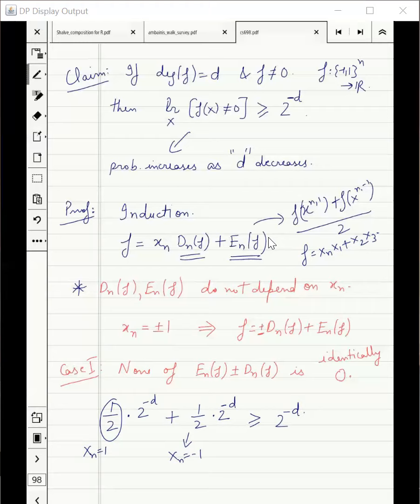Questions about this case? I have talked of this in terms of probability. If fractions help you out, then there are half the inputs for which xn is equal to 1. For all of those inputs, for at least 2 to the power minus d fraction, the function will be non-zero. Similarly, for xn equal to minus 1. That's why this is the total fraction of inputs for which f is non-zero. This proves case 1. This is the easy case.